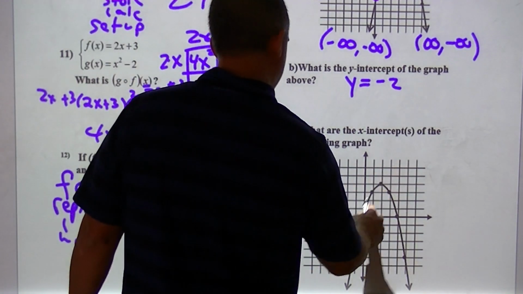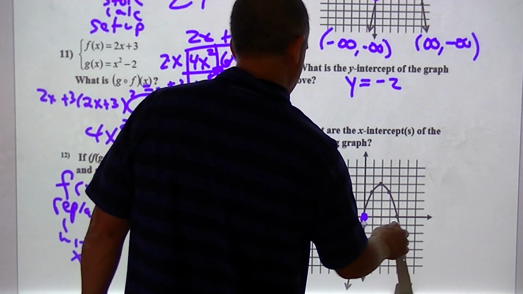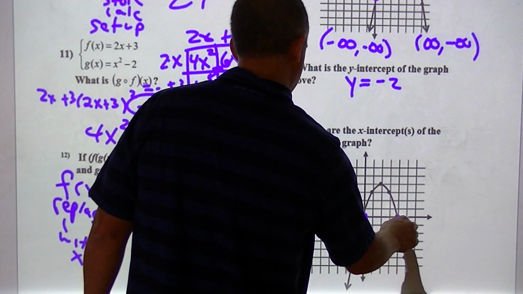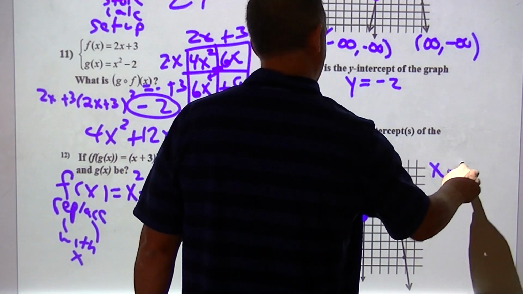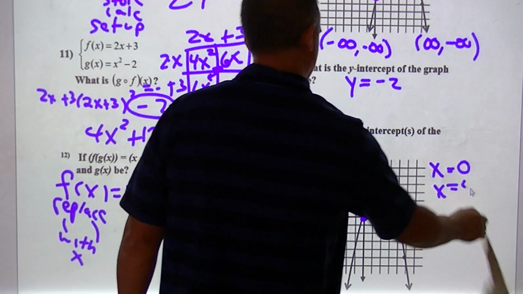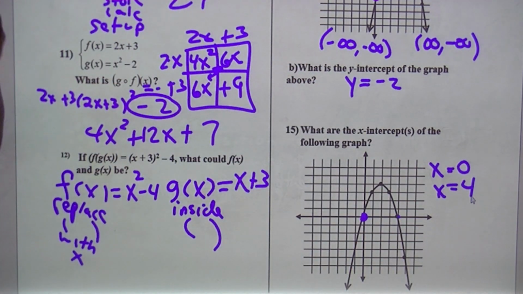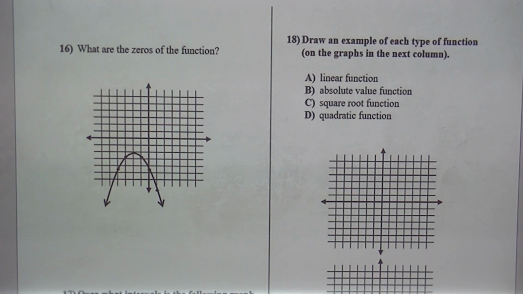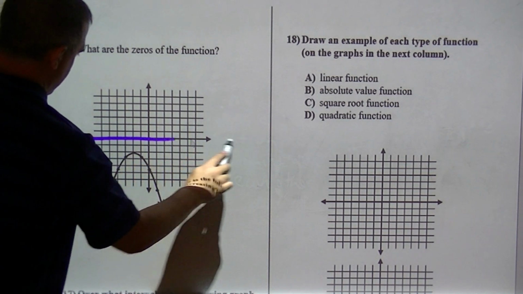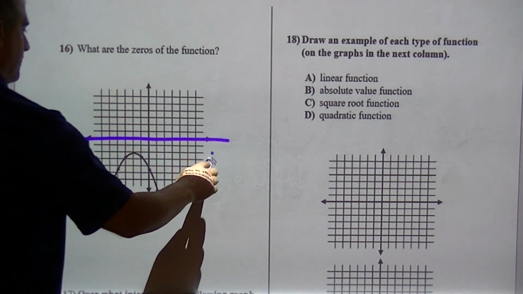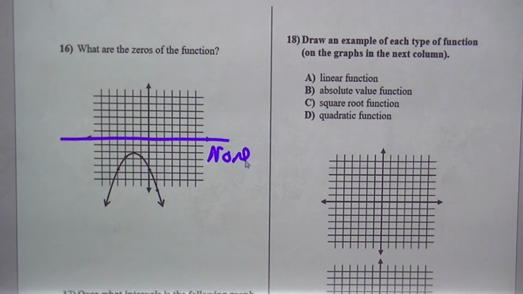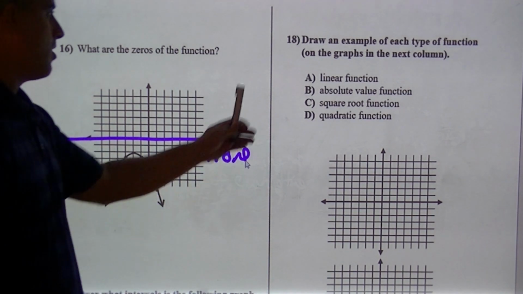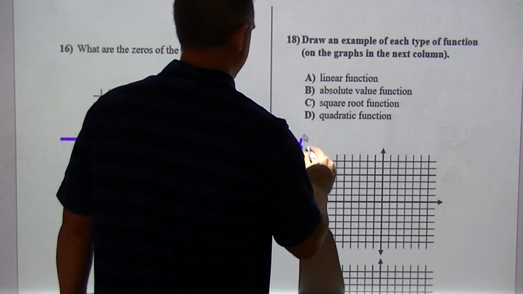The x-intercepts, that would be here, and 1, 2, 3, 4 would be here. So what my x-intercepts are: x equals 0, and x equals 4. Don't overcomplicate that problem. Okay? What are the zeros of this function? Well, the zeros should cross there, so this is going to be none. Okay? All right?